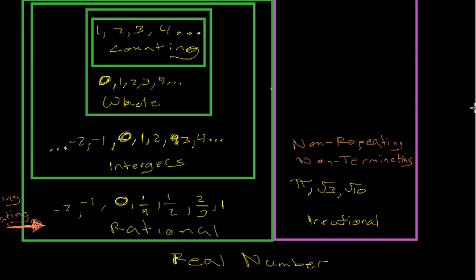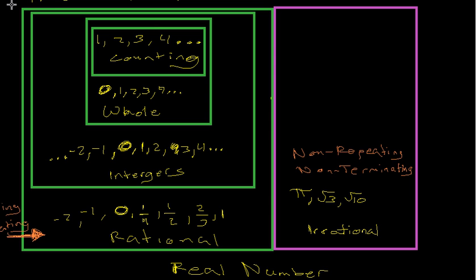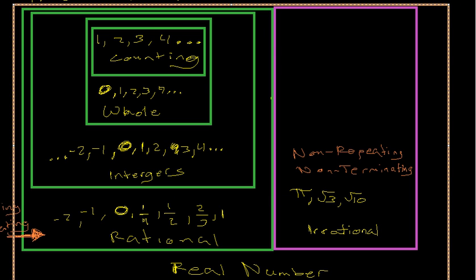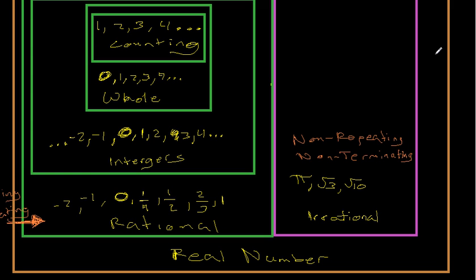Wait, what's the color? We're doing autumn brown. This is our autumn brown here, guys. All right, here we go. So here's our autumn brown, and now we have our real number system. Okay, guys, let's move forward from here.